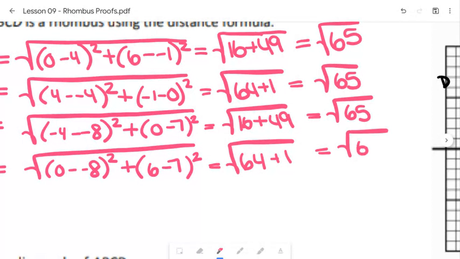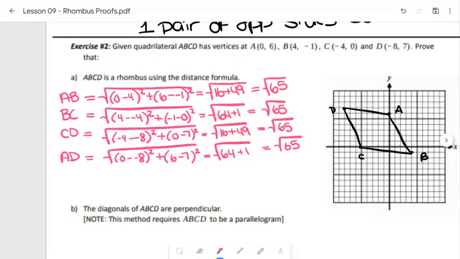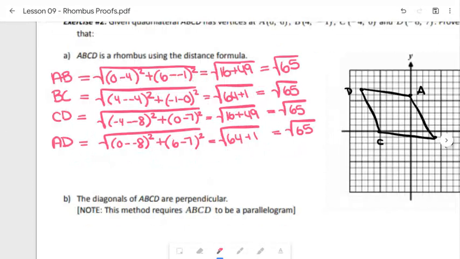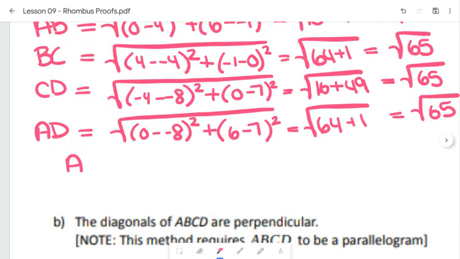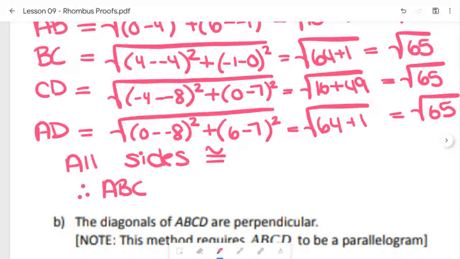And everything is good. So this is that type of proof, a coordinate geometry proof, where you have to show the math first. So here's my math to back this up. Now I make that statement of what I see from there, because I can clearly see that all the sides are congruent. All sides being congruent is a rhombus property, so I can say, therefore, ABCD is a rhombus.